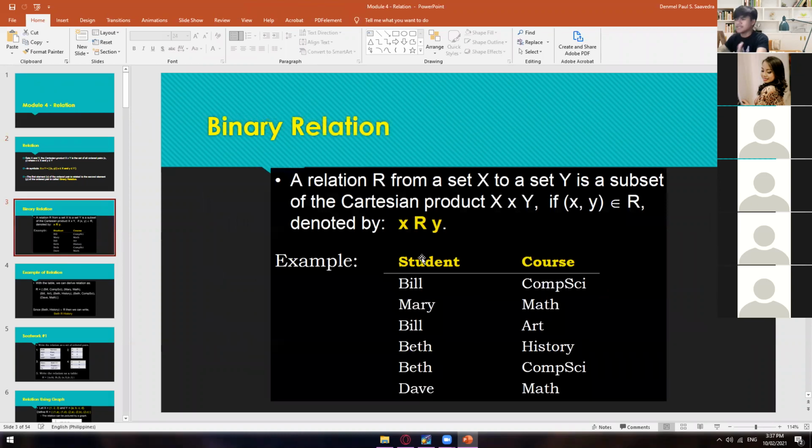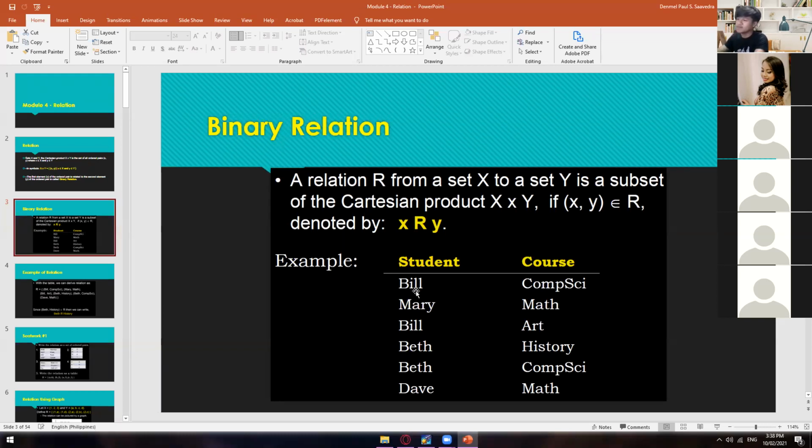All right, so let's have an example. What is this binary relation? As you can see right here, we have the student and the course. So we have two sets, a set of students and a set of courses. Bill is related to comp sci. Mary is related to math. Bill is related to art. Beth is related to history. Beth is related to comp sci. And Dave is related to math. So all of them have a relation in each set.